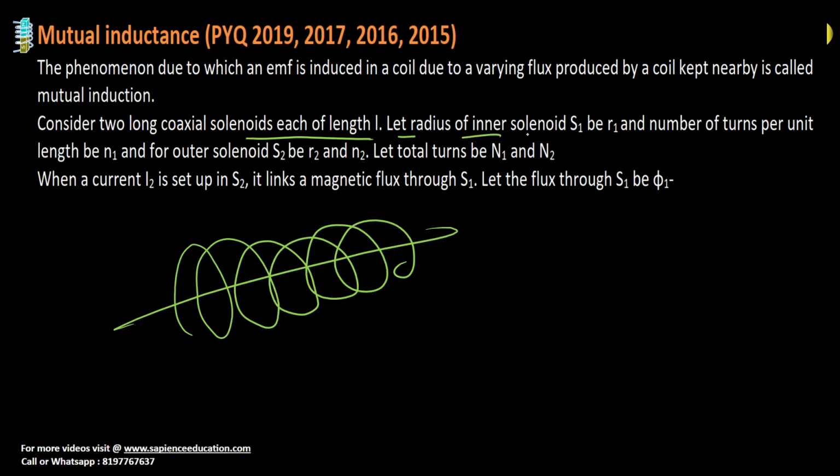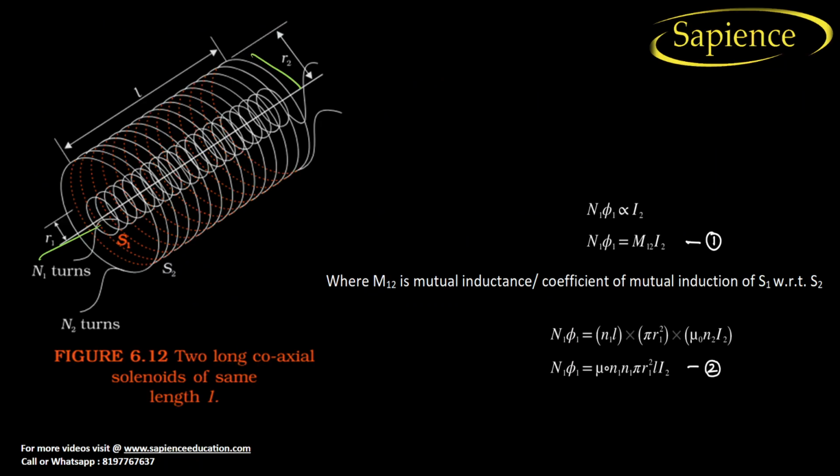Let the radius of the inner solenoid S1 be R1 and the number of turns per unit length N1. And for the outer solenoid S2, the radius is R2 and the number of turns is N2. So the total numbers of turns are N1 and N2 on the two coils, S1 and S2. When the current I2 is set up in the S2 coil, so if you observe here, in the outermost coil we have just put a current, that is I2.